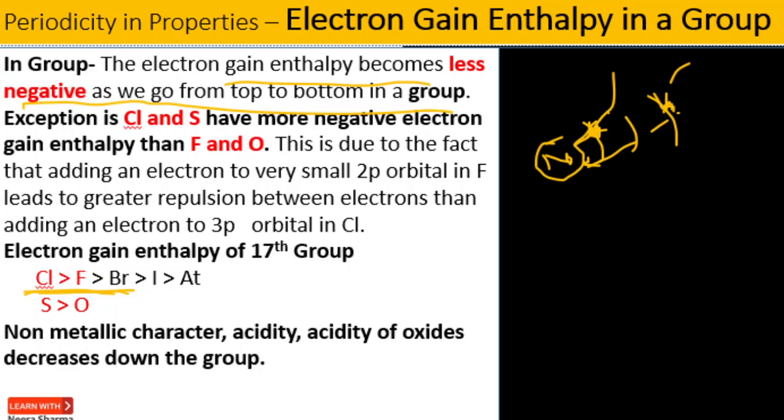This is due to the fact that adding an electron to a very small 2p orbital in fluorine leads to greater repulsion between electrons than adding an electron to the 3p orbital in chlorine. Similarly, sulfur has greater electron gain enthalpy than oxygen. We find non-metallic character, acidity and acidity of oxides decrease as we go down the group. Non-metallic character decreases as we go down the group, but metallic character increases as we go down the group.